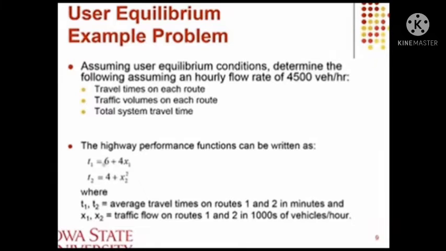The highway performance function can be written as T1 is equal to 6 plus 4x sub 1, then T2 is equal to 4 plus x sub 2 raised to the power of 2, where T1 and T2 are the average travel times on route 1 and route 2 in minutes, and x sub 1 and x sub 2 is the traffic flow on routes 1 and 2 in 1,000s of vehicles per hour.